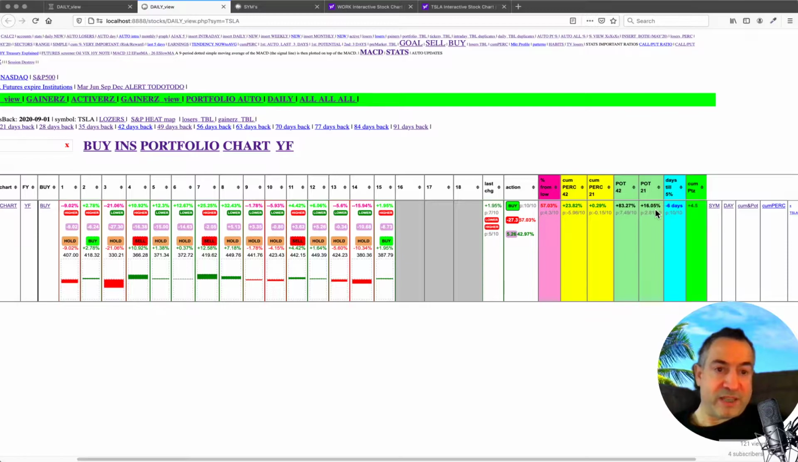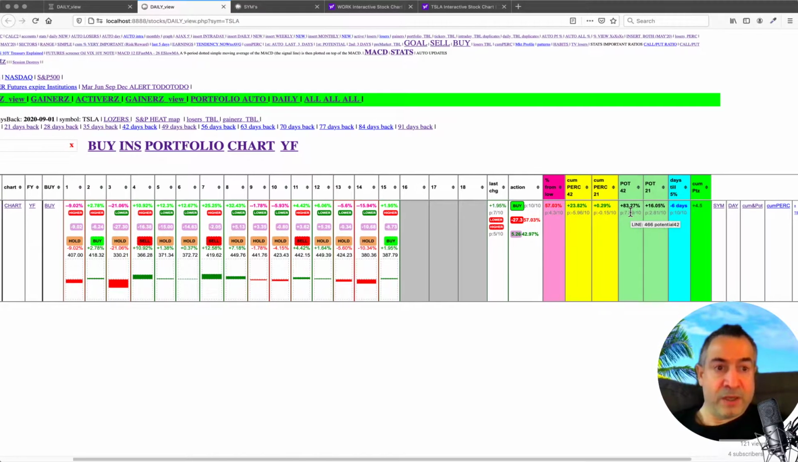So what potential does it have? If we look at the potential of the last 21 days, it could still go up 16%, which is what happened more or less in the last 21 days. And if we look at the potential of 42 days ago, it could even go up 83%, because in the last 42 days, it went up more or less 83% more than where it is right now.